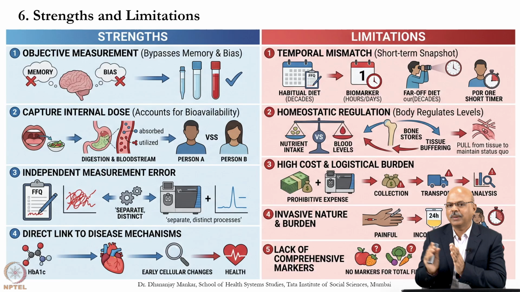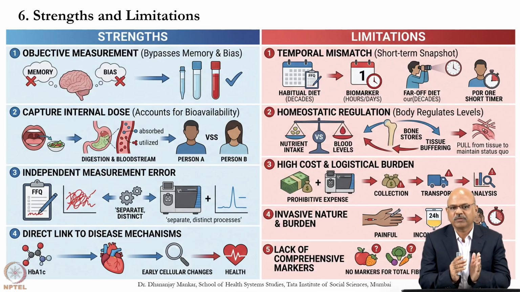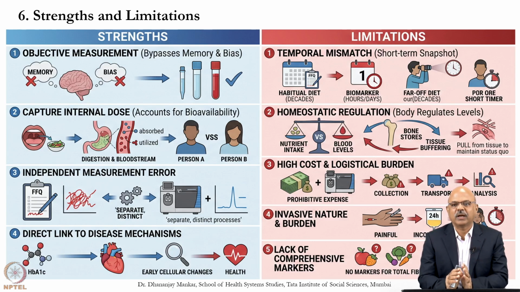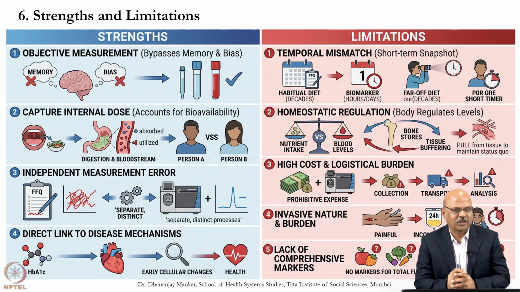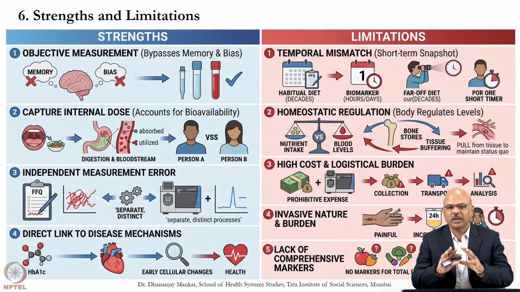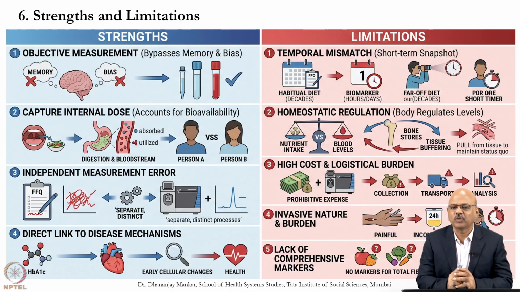Regarding the limitations, as already stated previously, there is a temporal mismatch, where a short-term snapshot is compared with habitual diet and biomarkers. So you may find there is a distinct difference, and that can come as a limitation. Homeostatic regulation: you may say here there is a nutritional intake and there is a blood level. So there is sometimes a mismatch, because of bone stores and tissue buffering, which pull from tissue to maintain the status quo. That can be seen as the body regulating the levels also.